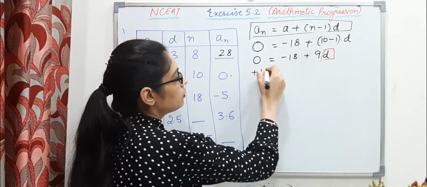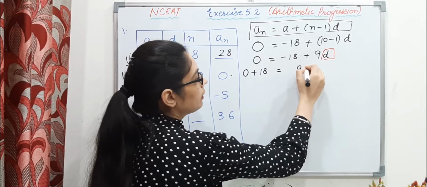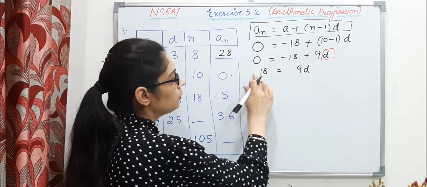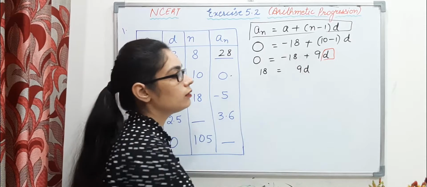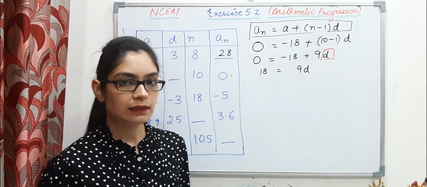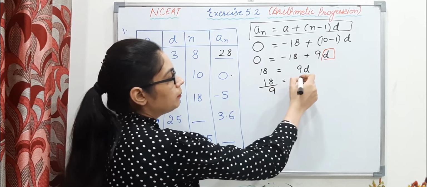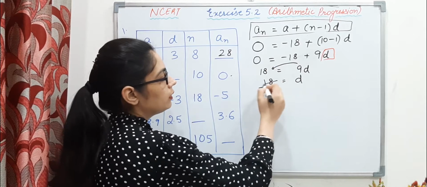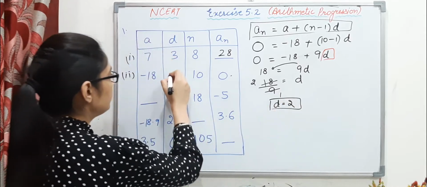Minus 18 will be changed to plus 18, or we can write 0 plus 18 is equals to 9D. 0 plus 18 is 18 only, so we can write it as only 18 also. Now 9 also will shift to the other side, because we have to find D. 9 is getting multiplied with D. So if any term is getting multiplied on one side, if we change its side, it will get divided. So 18 by 9 is equals to D. We have just shifted 9 to the other side. So 9 into 1, 9 into 2. D is equals to 2. So let's write the value.